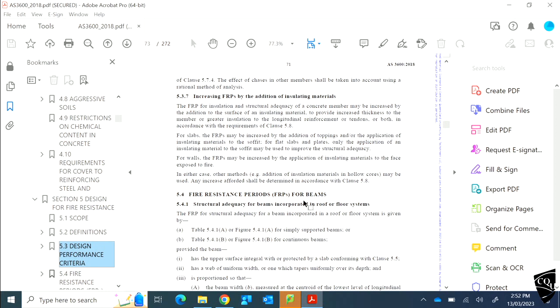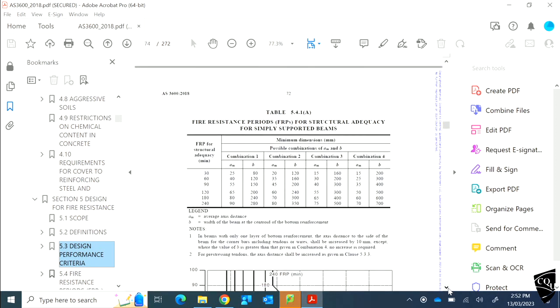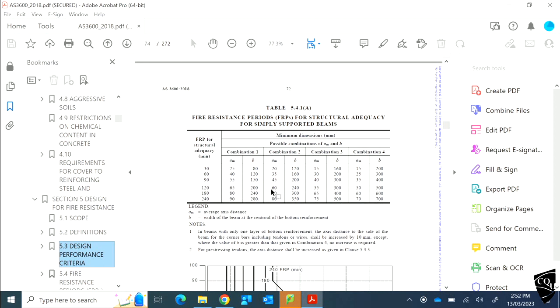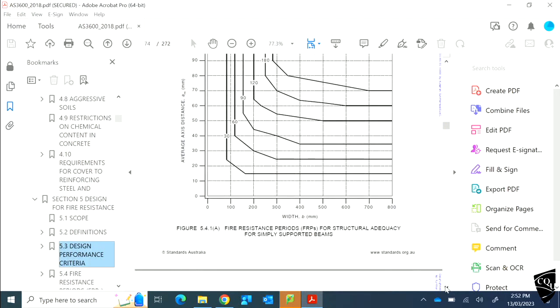So you should be able to read this section. It's not too complicated. If you go to that one, the minimum dimensions are here, for the FRP adequacy time. So if it is 120, these are the minimum dimensions. You should be able to look at those tables and get the minimum axial distance and the dimensions for the beams. So you should check these things.